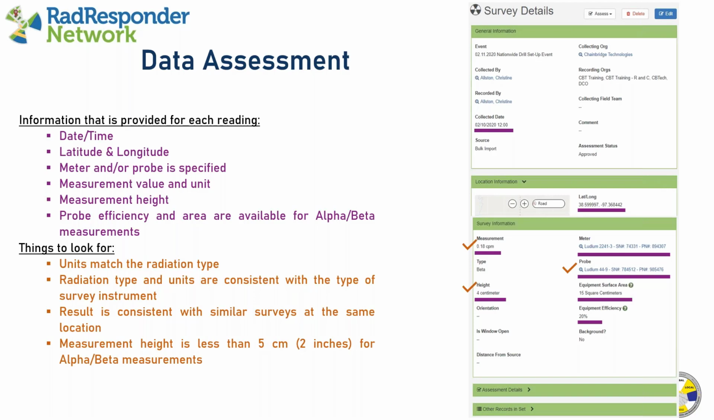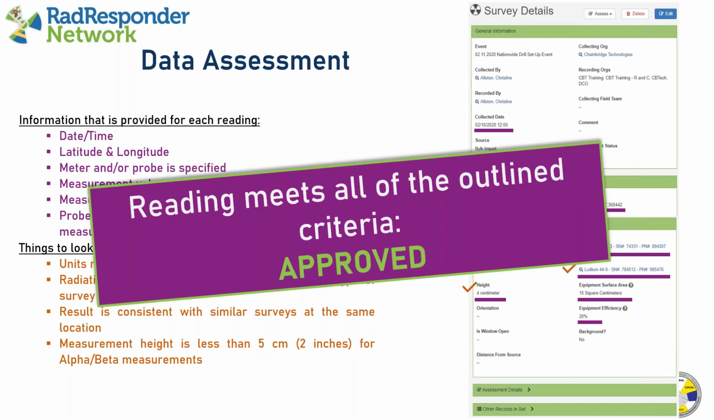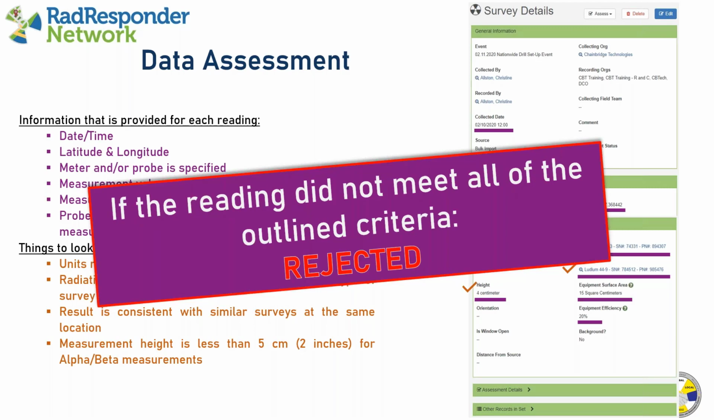So it's going to give you all of the general information, the location information, the survey information, any assessment details. As you can see, you want to look for all of these required fields to figure out if this reading should be approved or rejected. And if that reading meets all of the outlined criteria, you can mark it as approved. And if the reading did not meet all of the criteria, you'll mark it as being rejected.